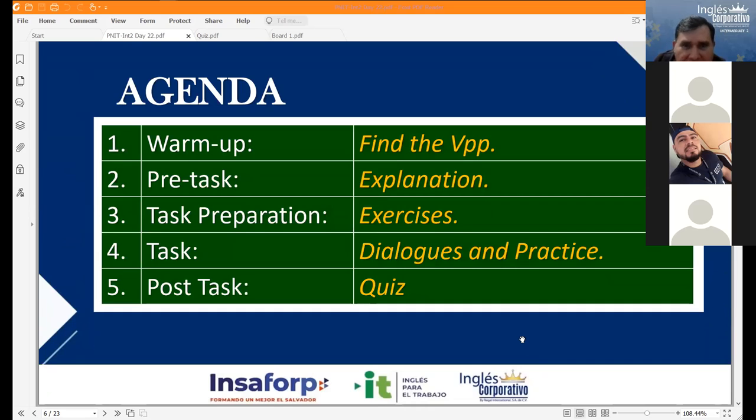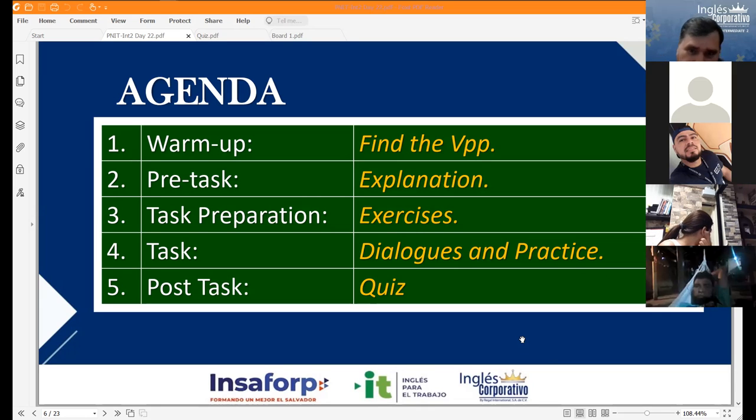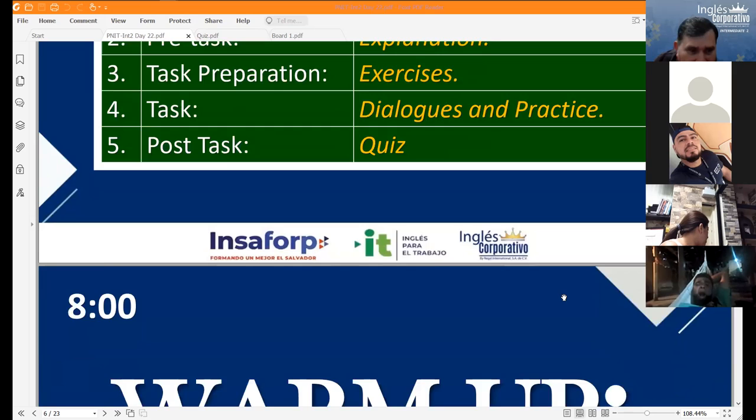And in the agenda, we have find the verb in the past participle. In the pre-task, we have the explanation of the passive voice. Then in the task preparation, we have some exercises. In the task, we have dialogues and practice. And in the post-task, we're going to discuss a quiz. Okay, so that is the agenda for tonight.